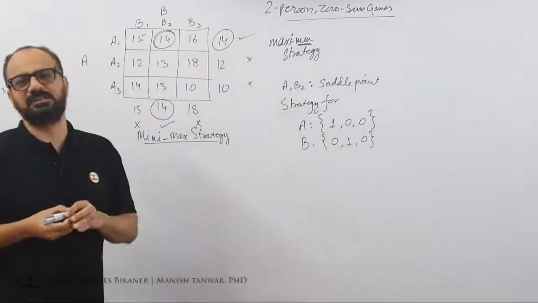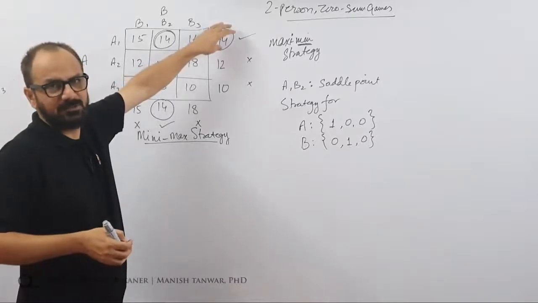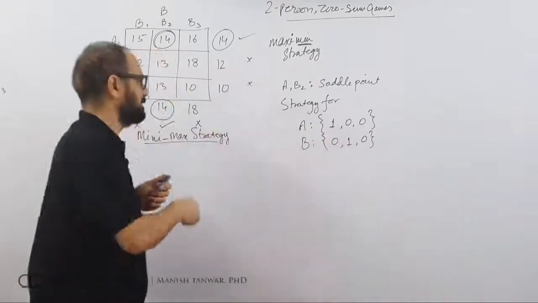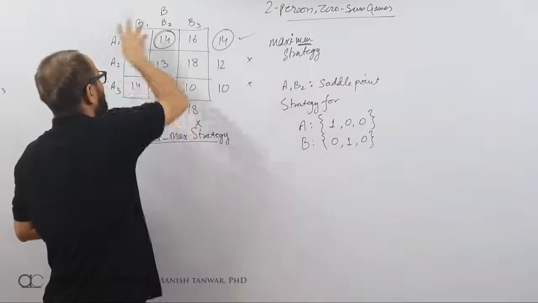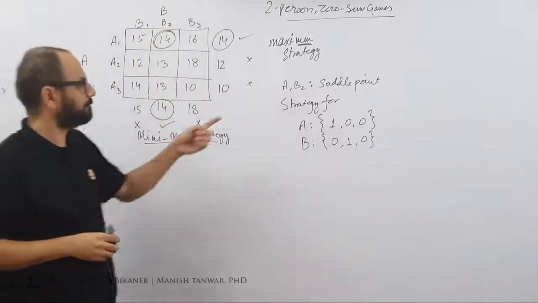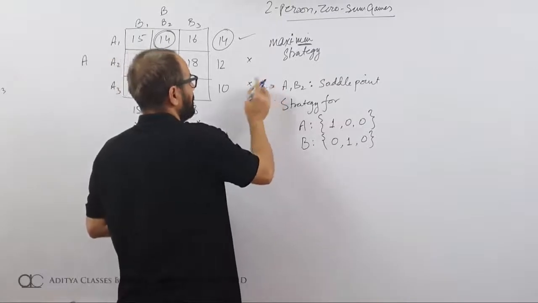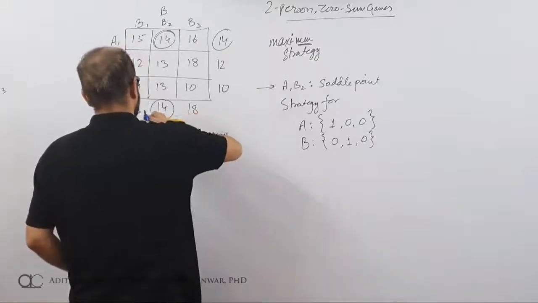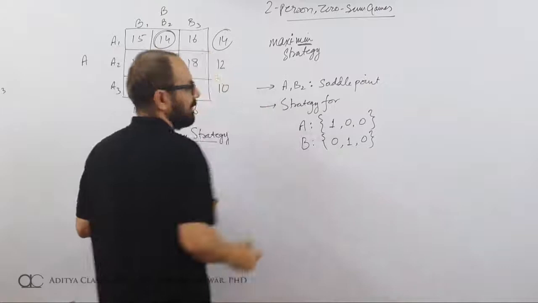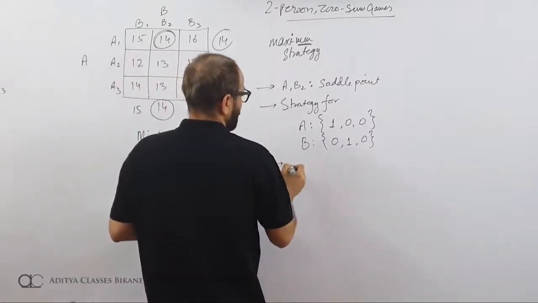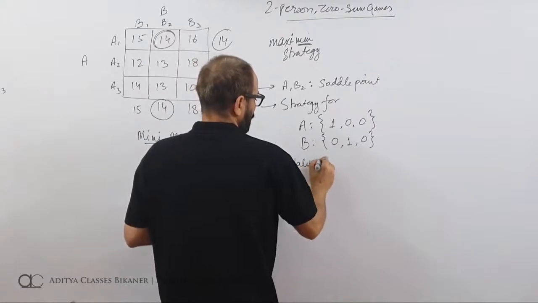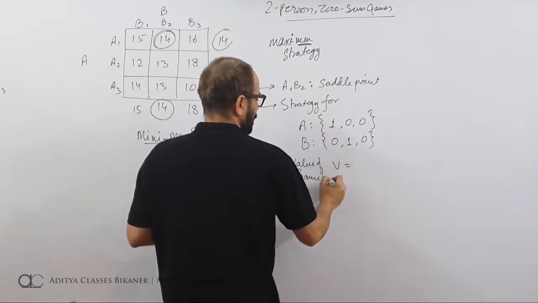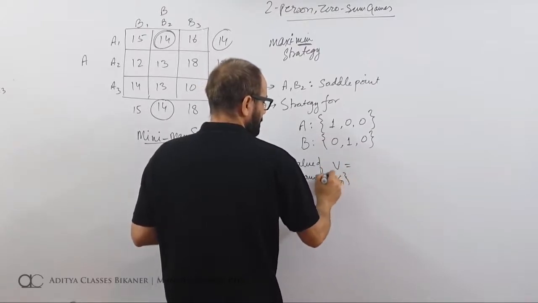Now what is this one? This is chance, this is probability. 100% of the times you should go with this. 100% means one in probability. These are chances when I should go with what strategy. 100% of the times A should stick with this strategy, 100% of the times B should stick with B2. So we had a saddle point, we have strategies, and then you have the value of game. Value of game is denoted either by V, or in books at times it is also denoted by G.